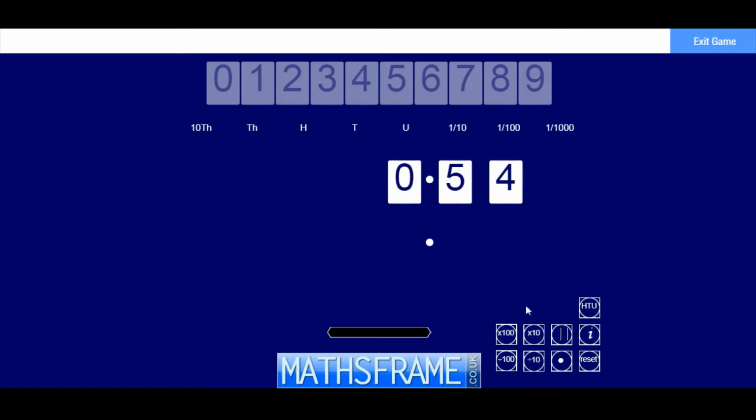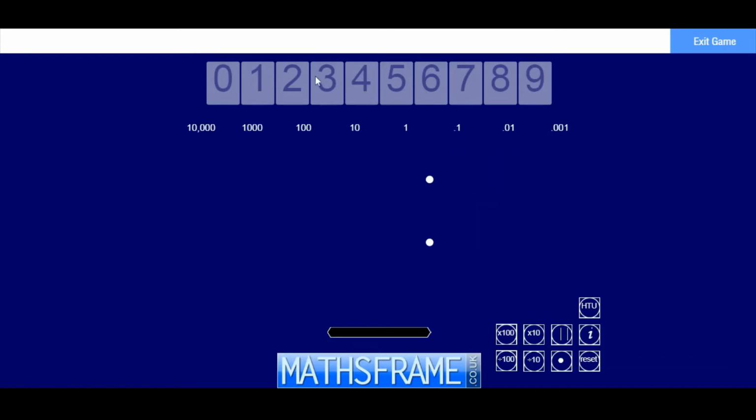So if I just reset it a minute and let's choose some new numbers. So if I had, let's make it bigger, 830, okay, if I divided it by 10, so it's going to get smaller, it's going to move down 10 times smaller, what would the answer be? Divide it by 10.